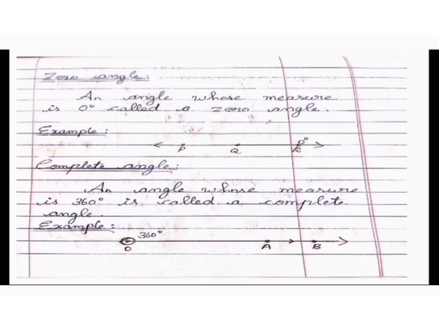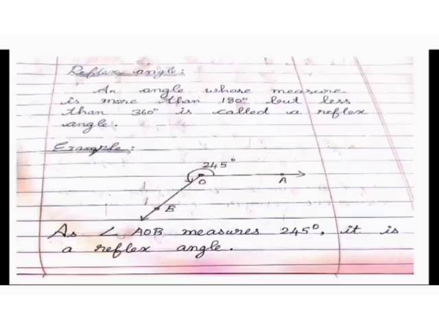A complete angle is one whose measure is 360 degree. So one revolution is completed. So it is called a complete angle. Look at that. Next one, reflex angle. An angle whose measure is more than 180 degree but less than 360 degree is called a reflex angle. Look at the example: angle AOB measures 245 degree. So it is called a reflex angle.